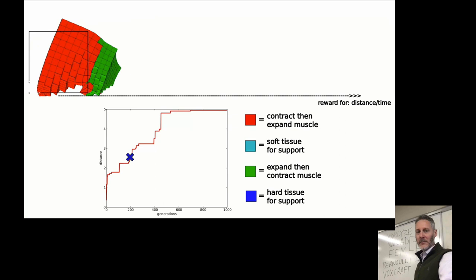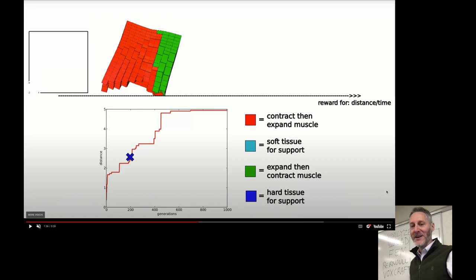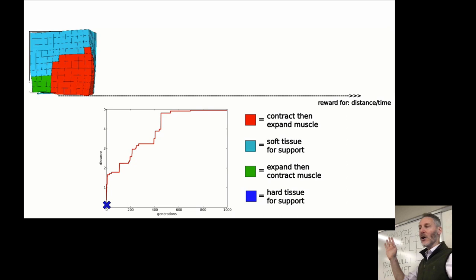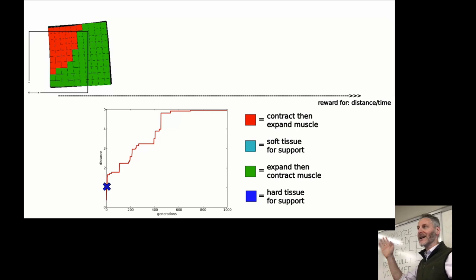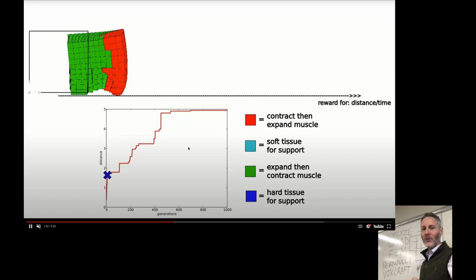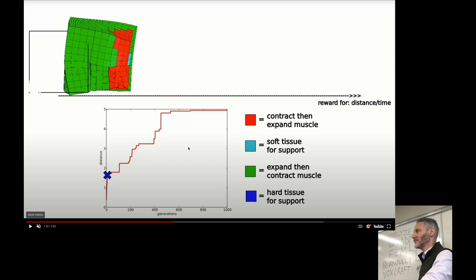Let's talk about the red and green voxels for a moment, as shown in the video. Red is contract, then expand, and green is expand, then contract. If you watch really carefully, when the green voxels are getting bigger, the red ones are getting smaller, and when the red ones are getting bigger, the green ones are getting smaller. Where have we seen that idea before? This is going a fair bit back in the course now.